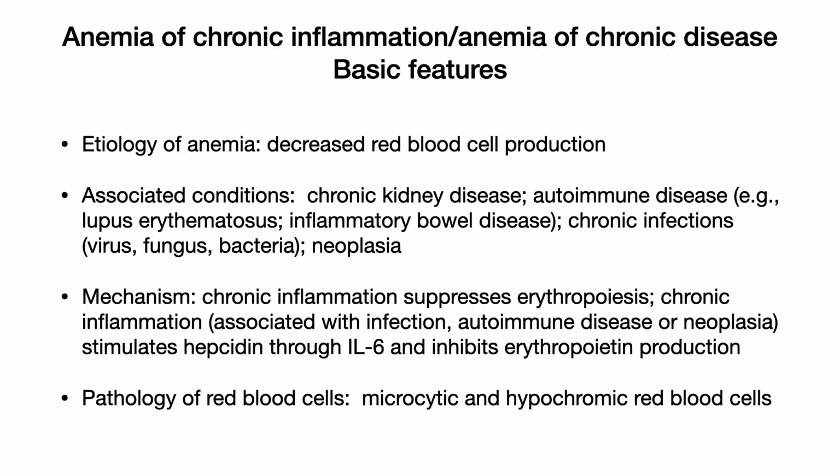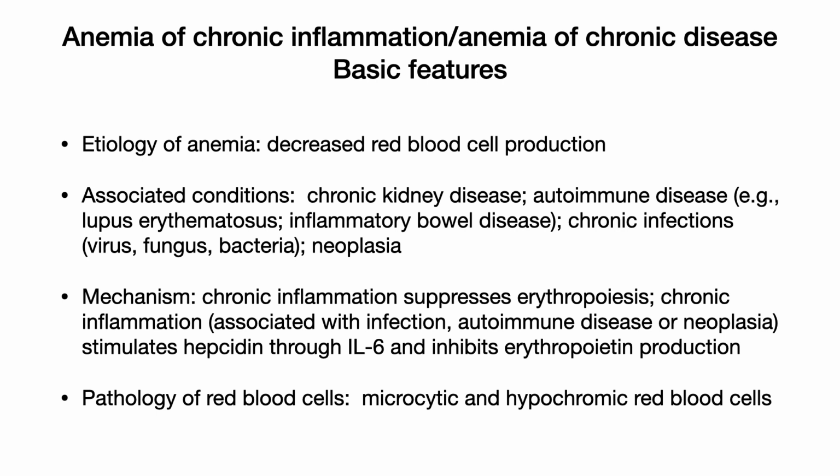So anemia of chronic inflammation or anemia of chronic disease. I learned it as anemia of chronic disease, and I think I've seen it now labeled anemia of chronic inflammation. Seems to me anemia of chronic disease would be better because it's not all just inflammation. It's a decreased red cell production, associated with chronic disease. So chronic kidney disease, autoimmune diseases, which are obviously chronic, some chronic infections can do it as well, neoplasia. So anything the patient is struggling with for a long period of time.